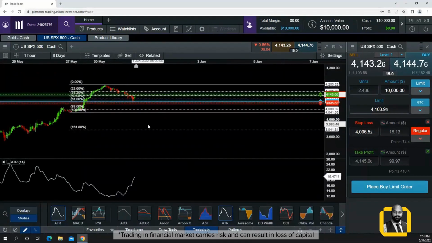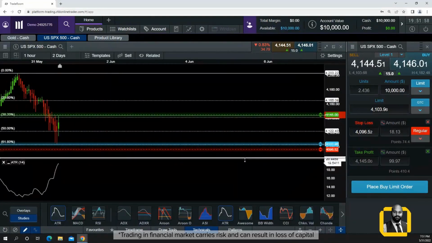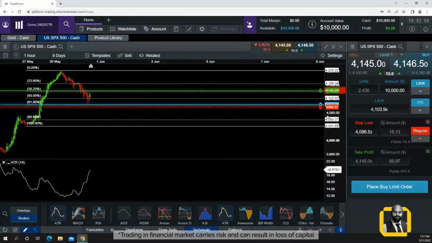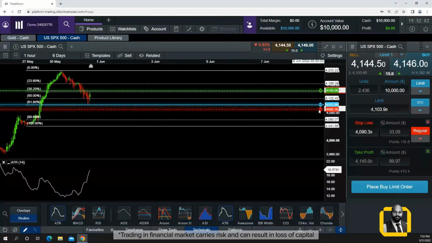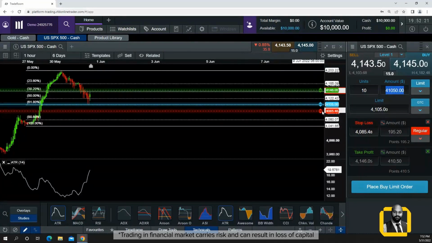So if I keep a stop loss this close by, that is surely going to hit my stop loss. So on an average, I should make sure I keep at least a $20 stop loss. Sorry, stop loss. Let me just make this a round figure. Okay, let's say you buy 10 units of SPX at 4105. Okay, now you need to keep a stop loss of minimum $20 away from the current market price, right?